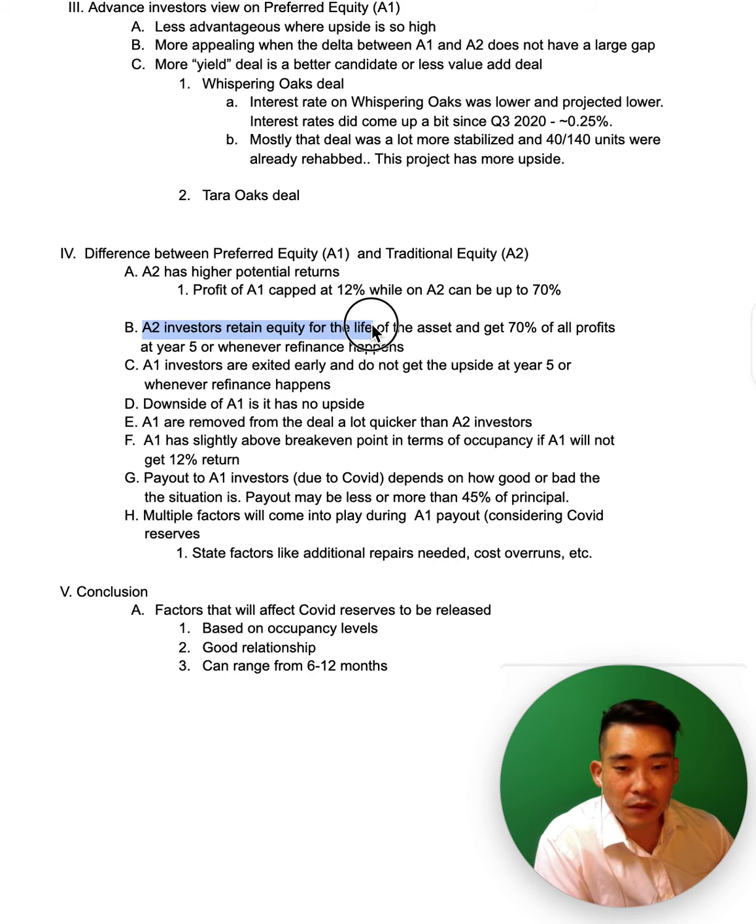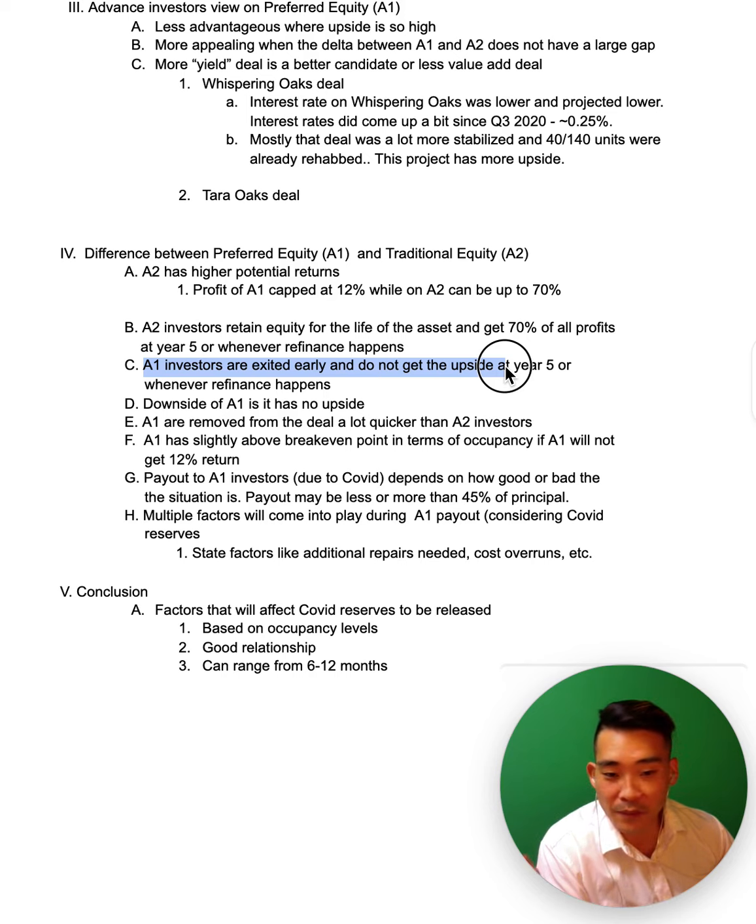A2 investors, the traditional equity investors, get returns on equity for life, and in this case it was a 70-30 split, whereas the A1 investors are exited early and do not get the upside. So we said this before, this is just saying it in a different way. Pref equity investors are kicked off the bus, kicked off the boat, whatever vehicle you want to use. We're basically using them and paying them for the services of their money. But once we get the money, we're kicking them off because, yes, they're equity, so they get their passive losses, but they are not entitled to the upside. They just get a straight return. And that is the downside of A1.